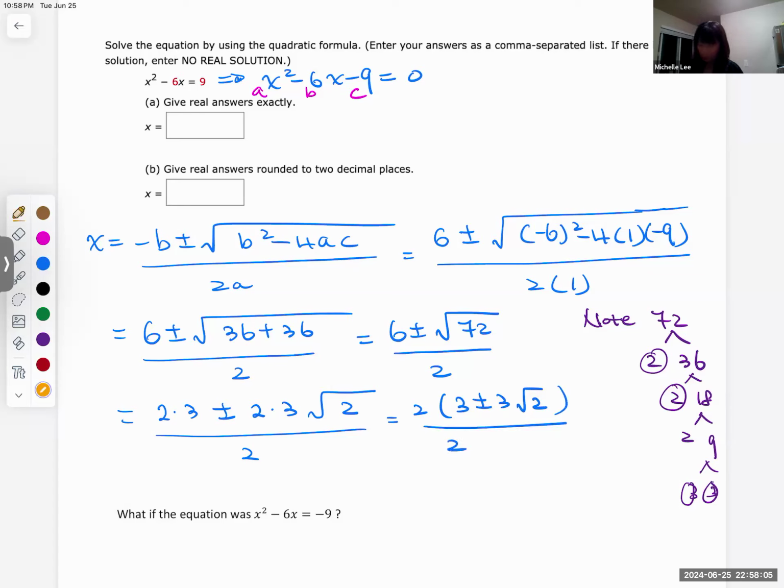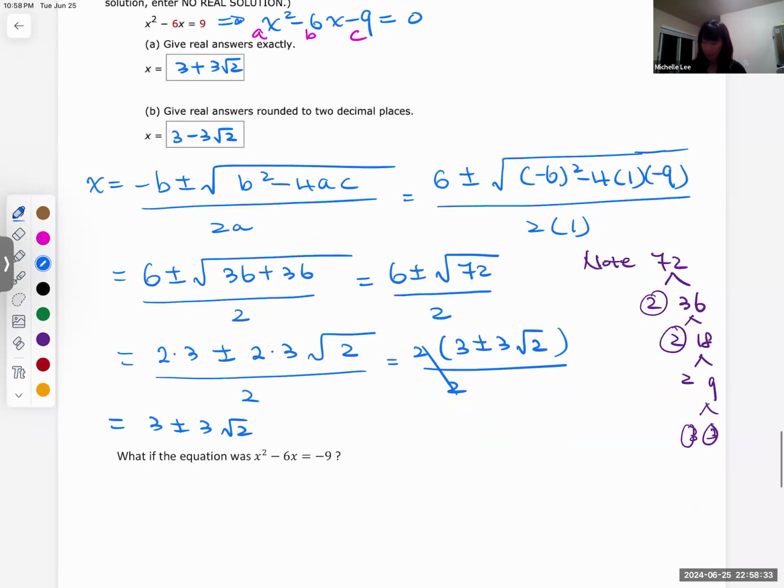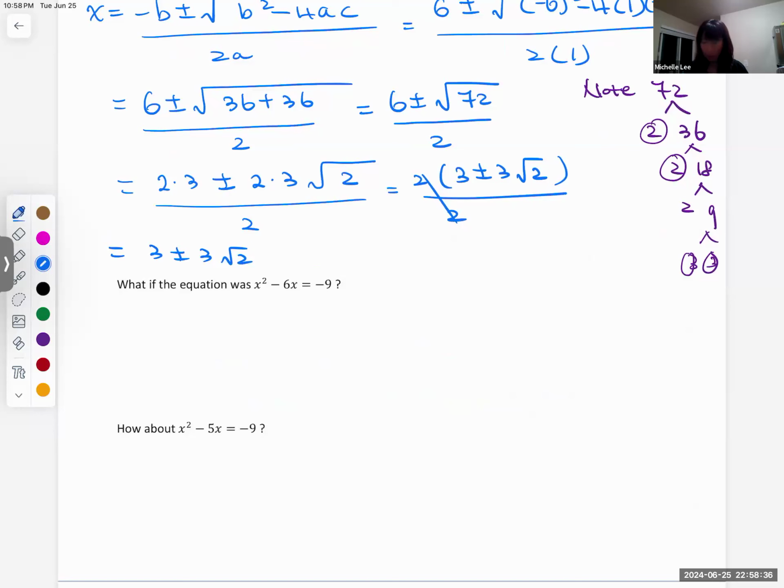So we can simplify this one. So there will be 3 plus minus 3 square root of 2. They say to give real answers exactly, so we don't give decimals. So there will be exact numbers. So 3 plus 3 square root of 2 is one. The other one is 3 minus 3 square root of 2. Okay? All right. They say, how about x squared minus 6x equal to negative 9?